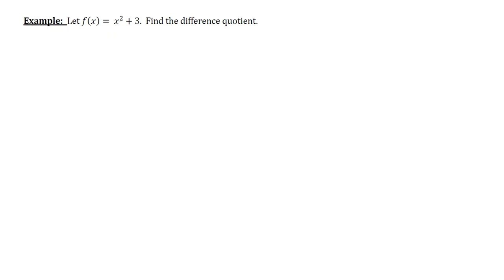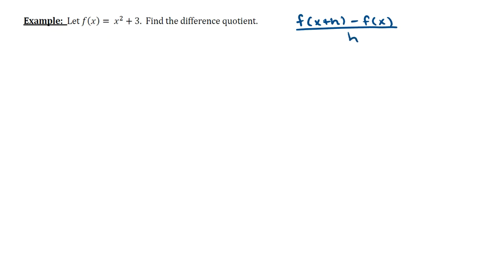It's Mr. C here, and in this video I'm going to show you how to find the difference quotient with the function f of x equals x squared plus 3. Alright, as a reminder, the difference quotient is given by f of x plus h minus f of x, all of that on top of h.